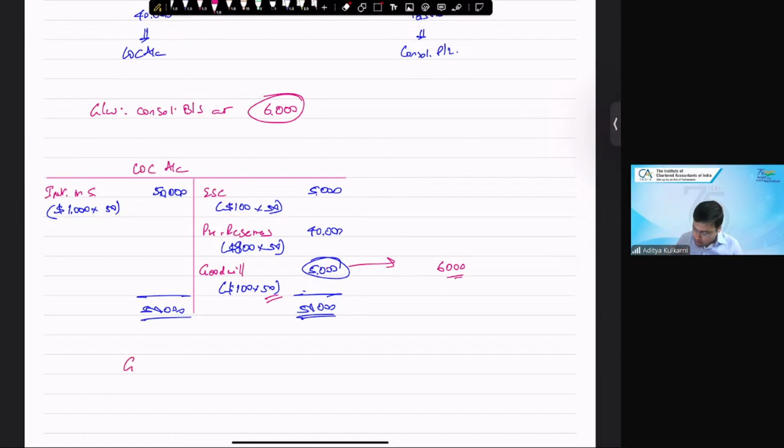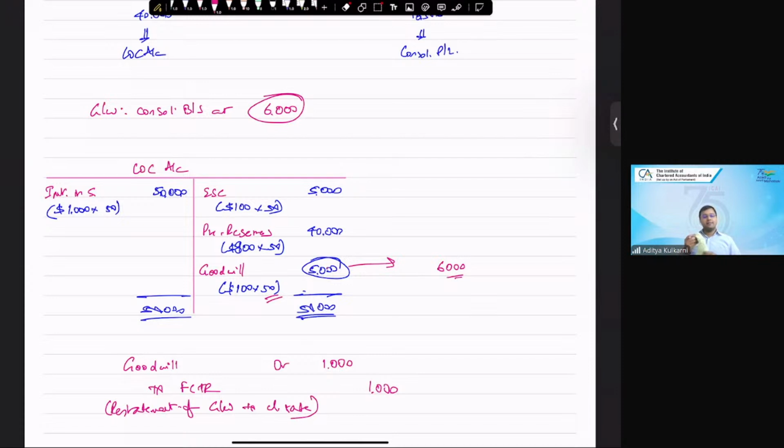So what Ind AS 21 tells is you increase the goodwill in this case by 1000. And what am I going to credit? I will credit FCTR. Restatement of goodwill to closing date. Is it okay? Any doubts so far?